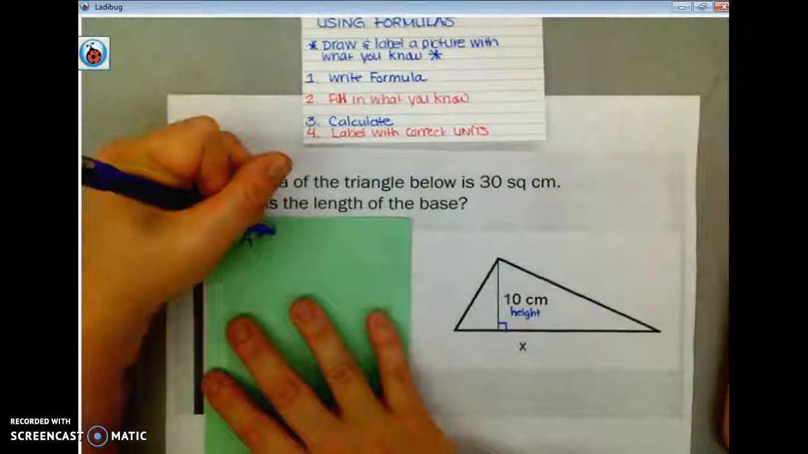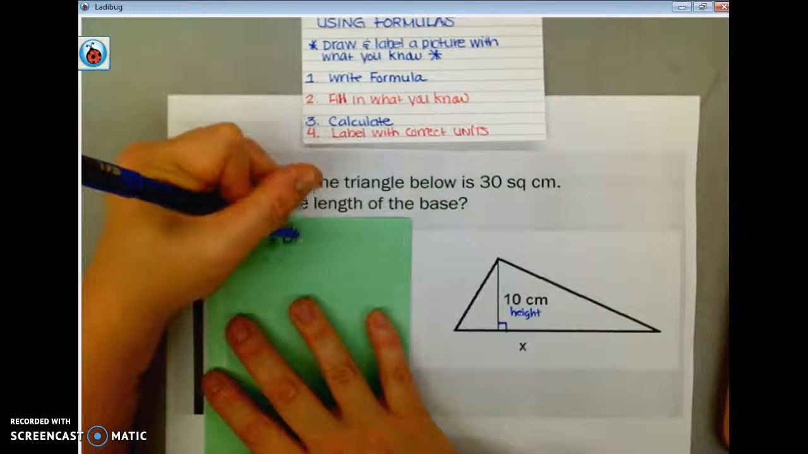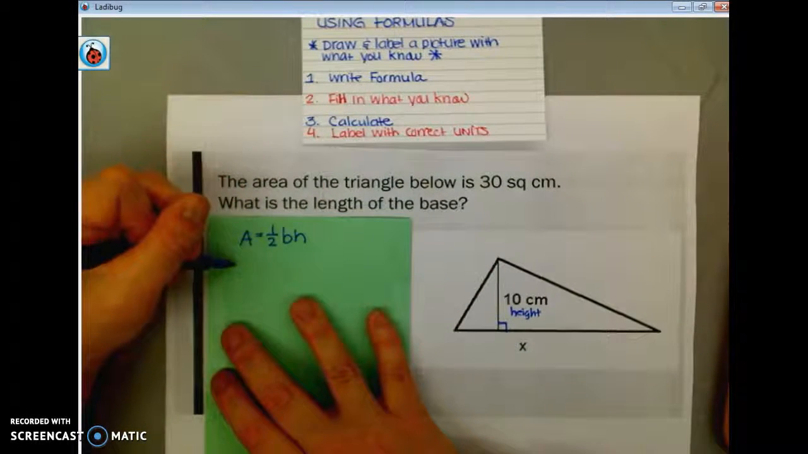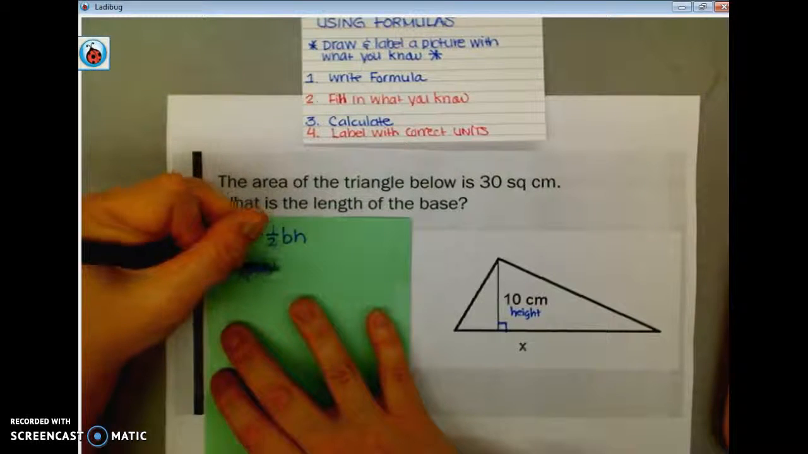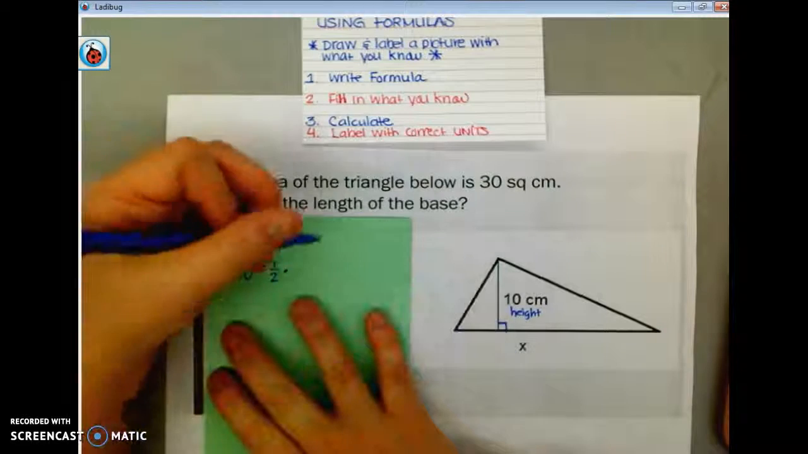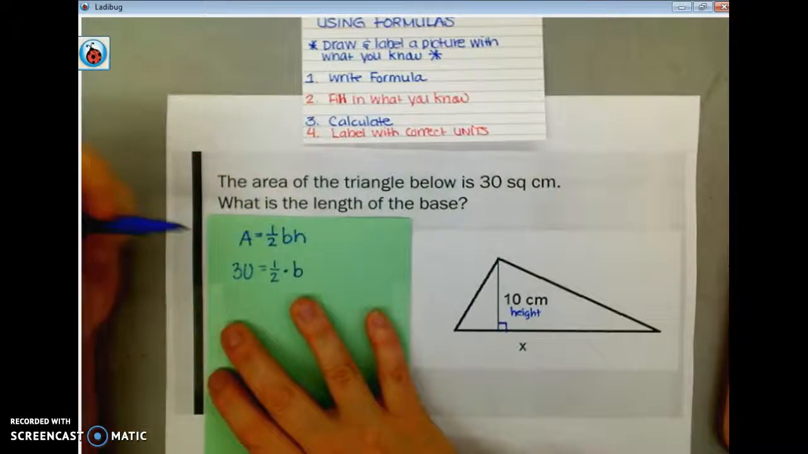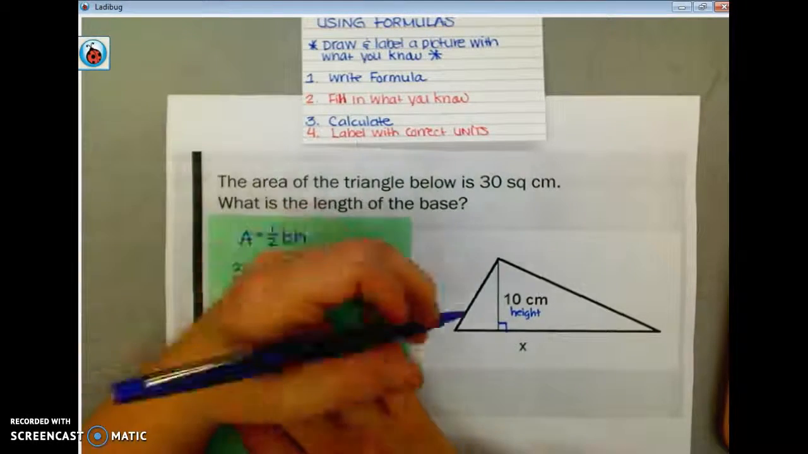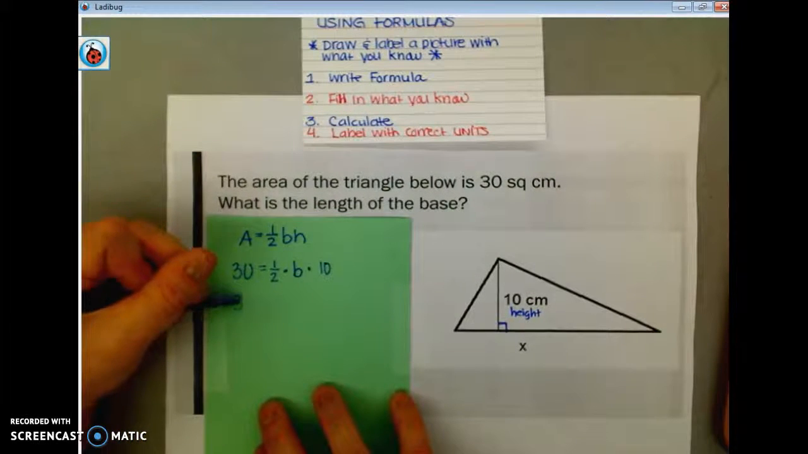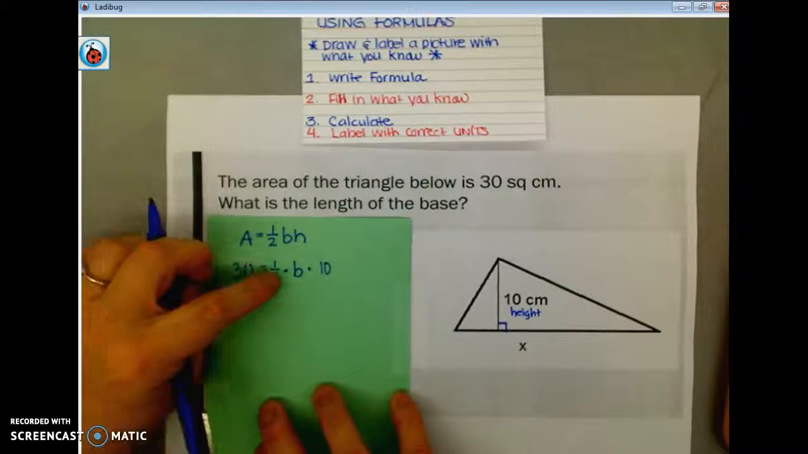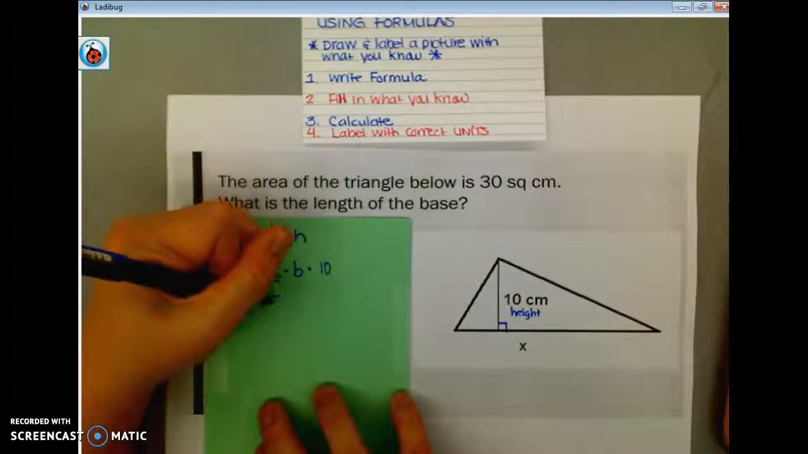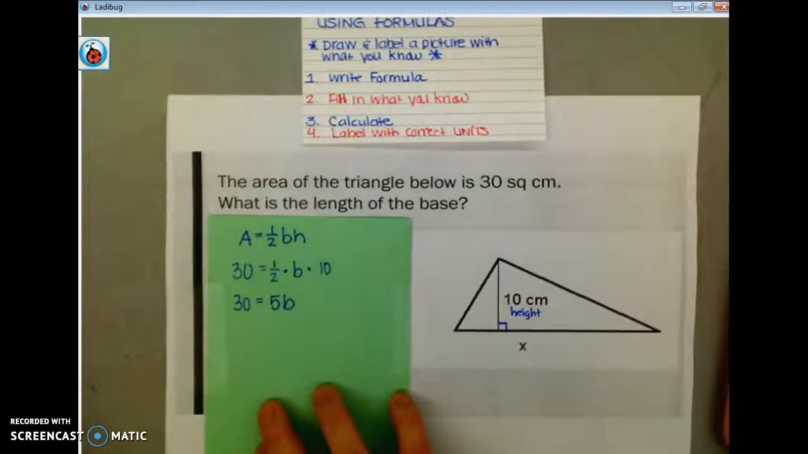I'm just going to make myself that note, and I'm going to start off with my formula. Area equals 1/2 base times height, and then fill in what I know. So my area is 30. I have 1/2. I don't know what my base is, and instead of x, I'm going to actually use b for base so that I remember that's what I'm trying to look for. And then my height is 10. All right, so before I do any moving, remember multiplying, you can multiply in any order, so I can go ahead and take 1/2 of 10, which is 5, so I have 5b now.